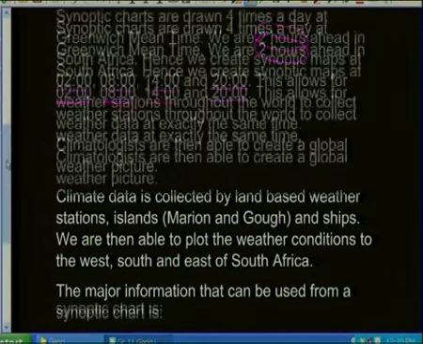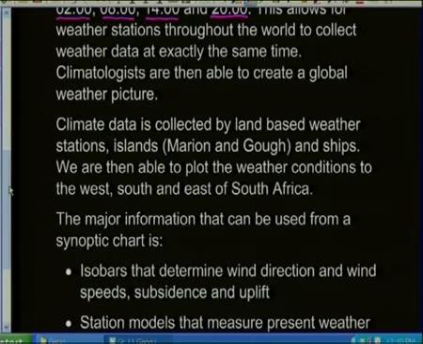This allows for weather stations throughout the world to collect the weather data, and at exactly the same time to collate that information or put it together. And then climatologists or meteorologists are then able to create a global picture of what the weather is looking like in terms of your traditional elements. So temperature, wind speed, wind direction, pressure, all of those things that we measure, humidity, all the weather elements that you learnt about in grade 10.